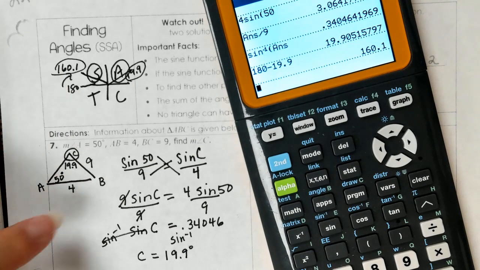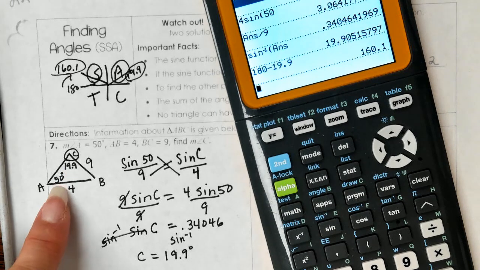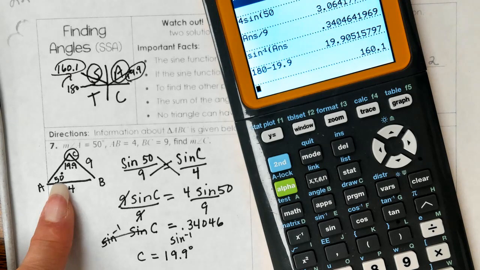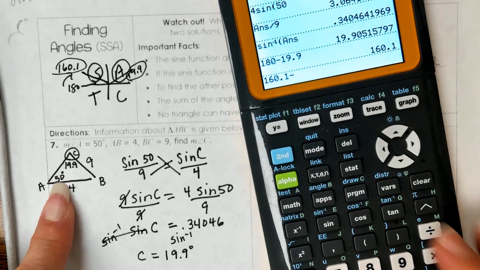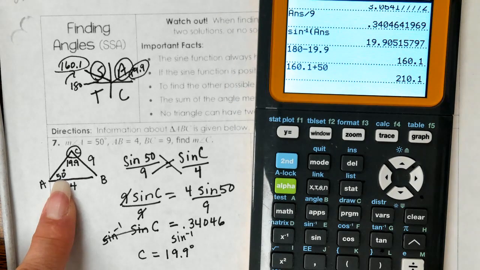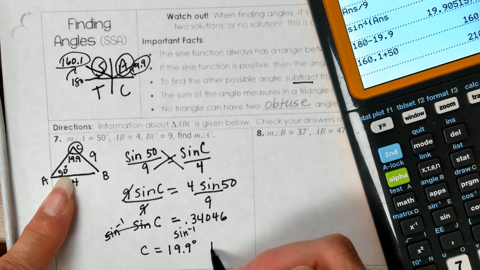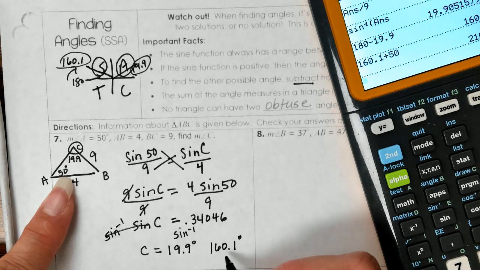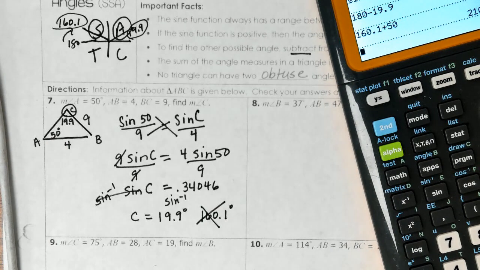Okay, but can 160 work here? Well, let's think about it. If that's 160 and we already know that's 50, that won't work, will it? What is 160.1 plus 50? Oh wait, we can't have a triangle that has 210 degrees, can we? So what really happened is I saw the 160.1 degrees, but I know that it can't work in this problem. Okay, so there is only one answer that would work for number 7.